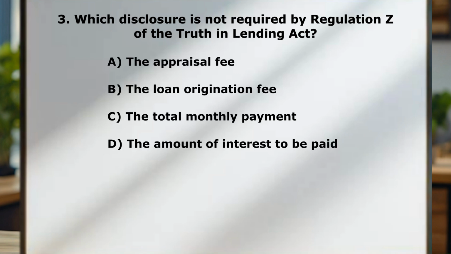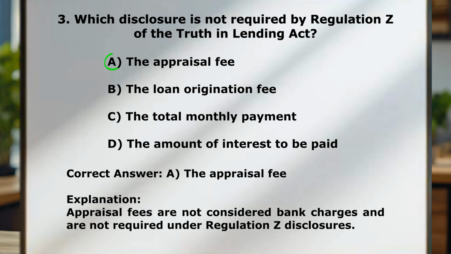Question number three, which disclosure is not required by Regulation Z of the Truth in Lending Act? A, the appraisal fee. B, the loan origination fee. C, the total monthly payment. And D, the amount of interest to be paid. So the correct answer is A, the appraisal fee. And the reason why is because appraisal fees are not actually considered bank charges, so they are not required under Regulation Z to be disclosed.